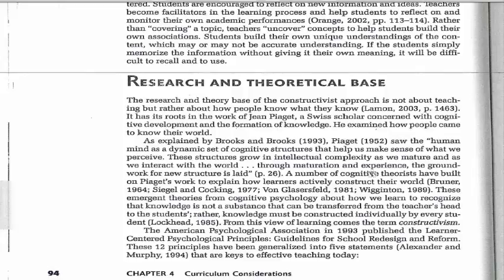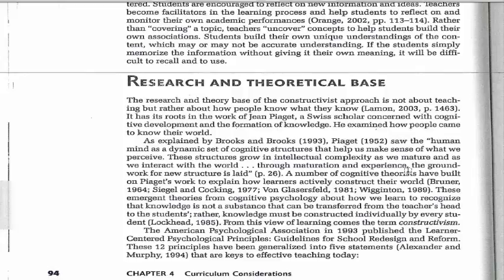Piaget saw the human mind as a dynamic set of cognitive structures that help us make sense of what we perceive. These structures grow in intellectual complexity as we mature and as we interact with the world. Through maturation and experience, the groundwork for a new structure is laid. Now, Piaget's works have been built on, obviously.